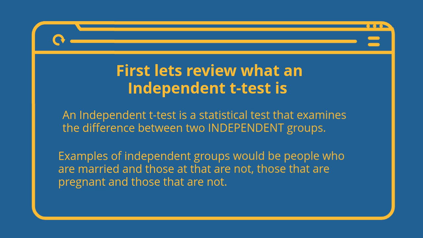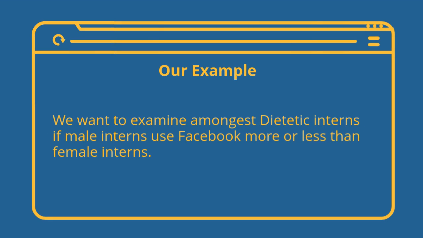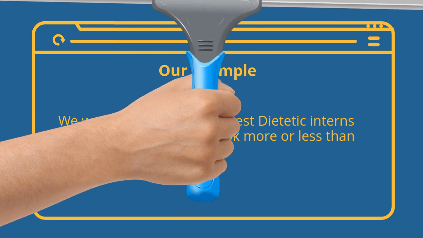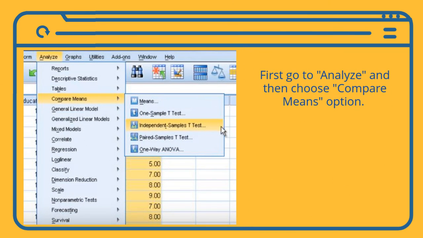For the example that we're going to use today, we're going to examine the difference amongst male and female dietetic interns, and how much one group uses Facebook more than the other. So first, you're going to open up your SPSS. You'd open up your data package. We already know that we're going to use gender, male and female interns, and our other variable is going to be hours on Facebook. So we already have those variables defined.